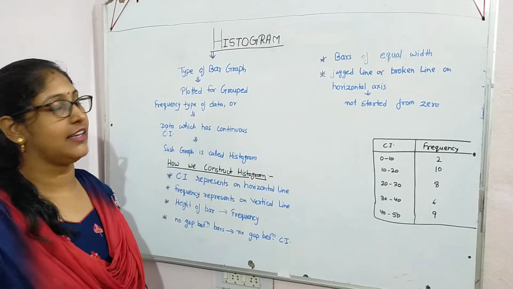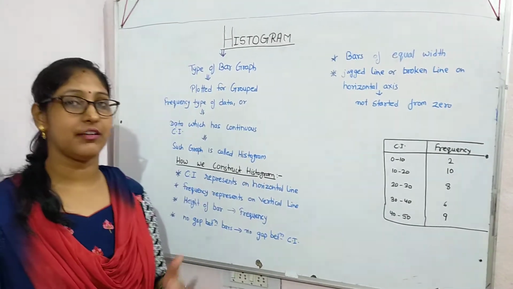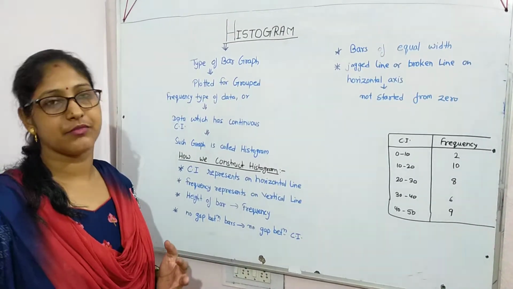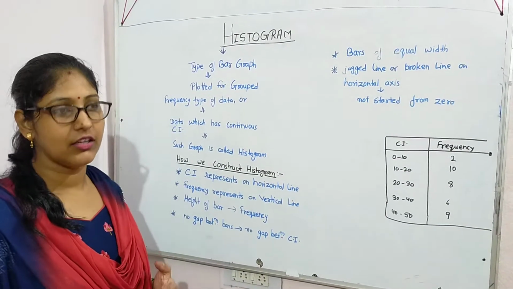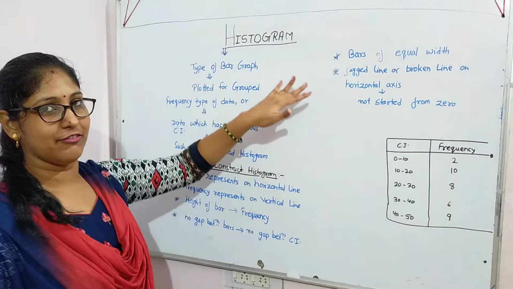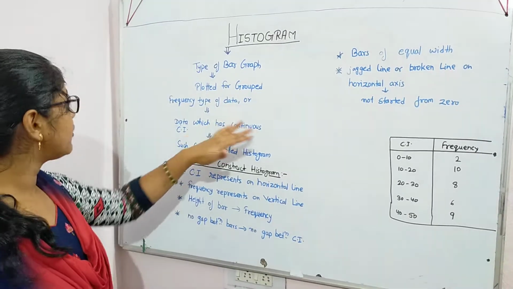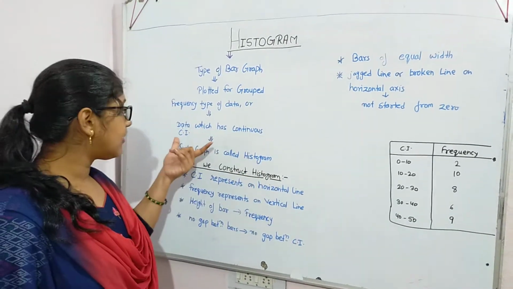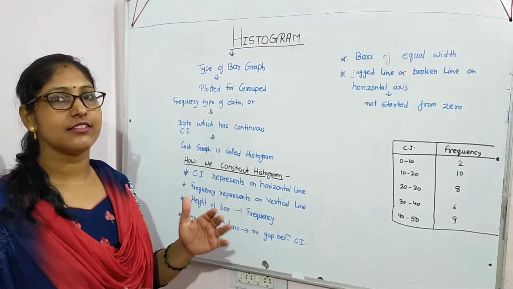Our next topic is histogram. It is a very important topic. Before that, we learn about bar graphs, pictographs, double bar graphs. Now we learn about histogram. It is a type of bar graph. It is plotted for the grouped frequency type of data or data which has continuous class intervals.